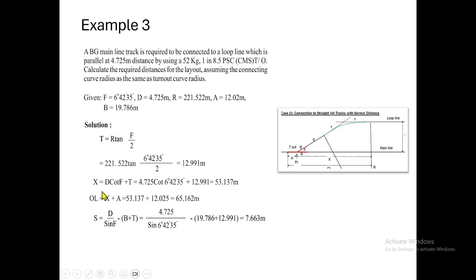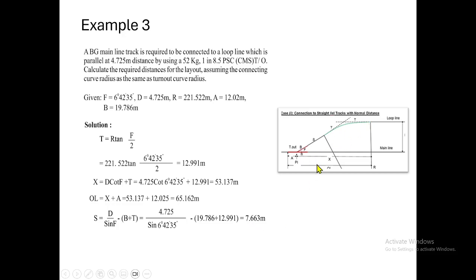So once we got the x distance, we can find out the overall length. That means adding a with the x will give the overall length. So overall length is equal to 65.162 meter. Then the s distance we want to know, that also using this relation we can find out. We got 7.63 meter, the s distance.